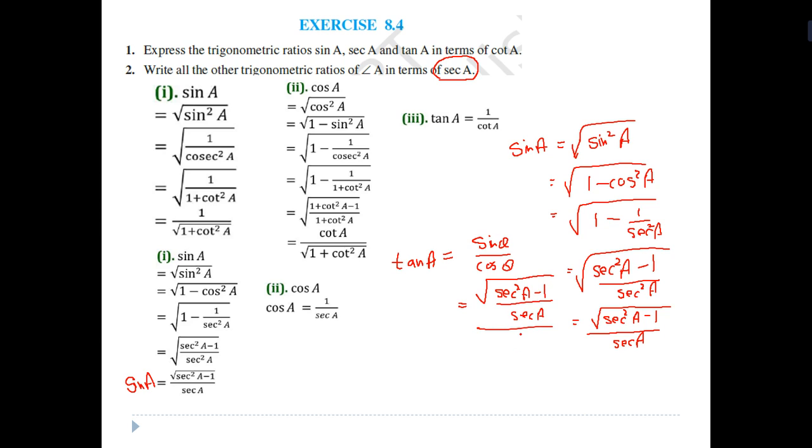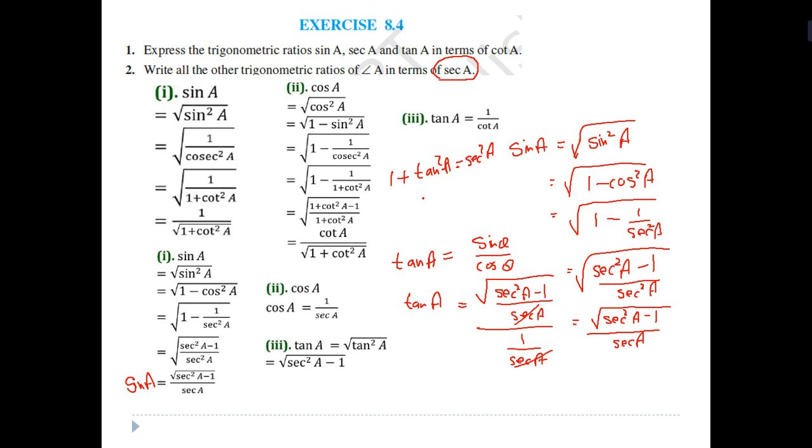And the value of cos is 1 upon sec A. So this sec A cuts, and we can get the answer tan A is equal to under root. So sec A is equal to under root sec square A. Same thing, we can get the same answer, under root sec square A minus 1, because it is an identity. What is the identity? 1 plus tan square A is equal to sec square A.